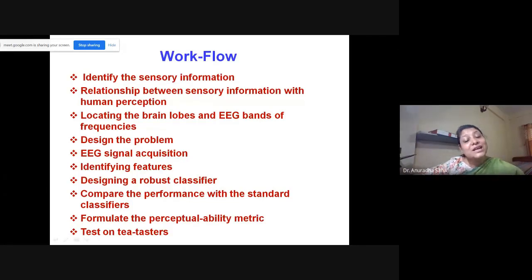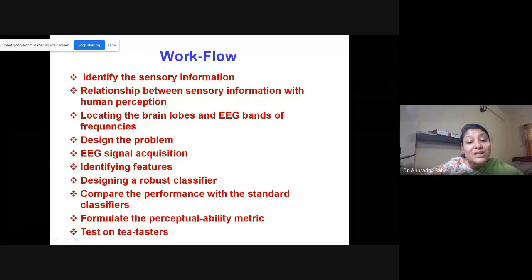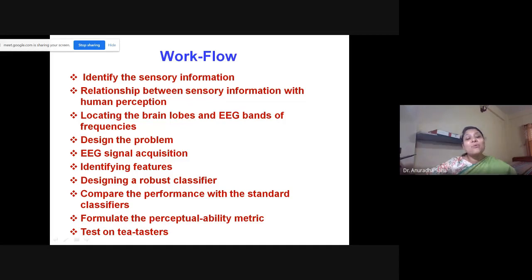And whenever you have got a handful of results, then you can easily comment on the performance of your own classifier with the standard ones, that means with the existing ones, with the traditional ones, right? So you can compare the performance of your own classifier with the standard classifiers, and now you can easily formulate one metric. You can design a particular metric which basically gives you the perceptual ability of a human person.